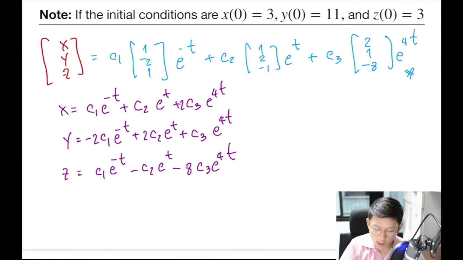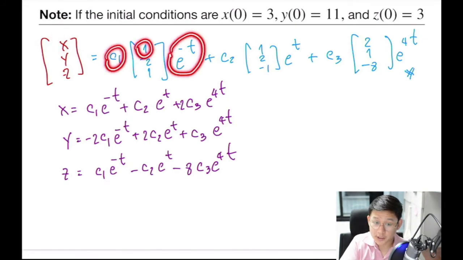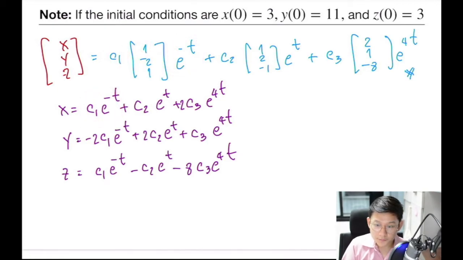Okay, why? Because if you look at x, it's going to be c1 times 1 times e to the minus t, right, which is this guy. And if you want to find the second term, that will be c2 times 1 times e to the t, which is this guy.